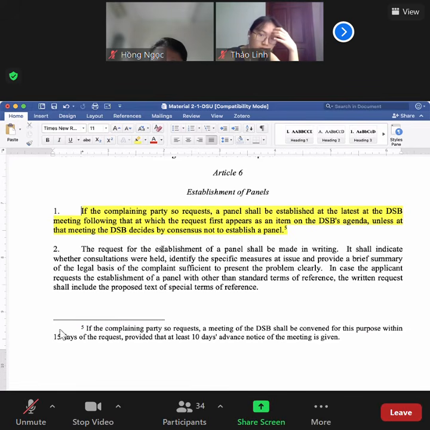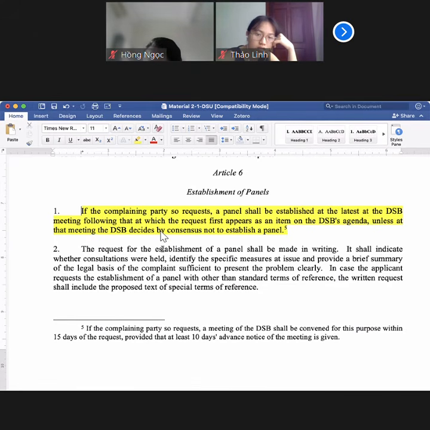Okay, have you finished reading? Please kindly explain to me how you understand negative consensus is going to be applied. Now, is the chance for a decision to be adopted high or low? Or in other words, what percent chance is there that a panel is going to be established if we apply this kind of negative consensus rule? Any volunteers?